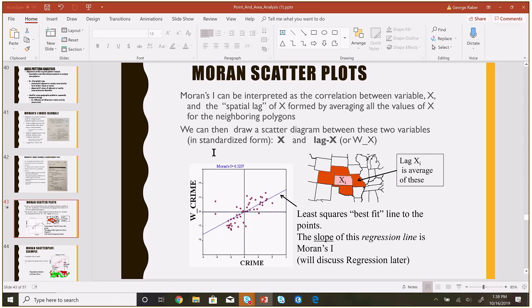So this just says Moran's I can be interpreted as a correlation between those variables. Another way to say what this is: it's the variable, in this case prime, and this is the lag of prime. The lag of x. So prime, lag of prime, or prime and its neighbor. That's what we're doing here.